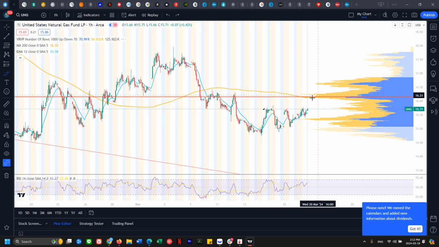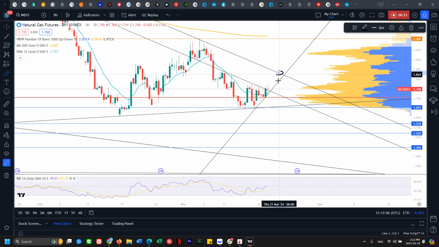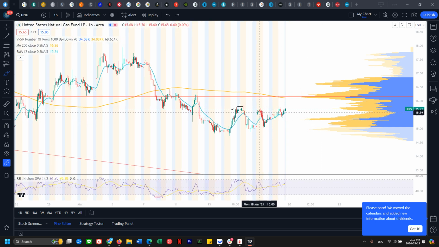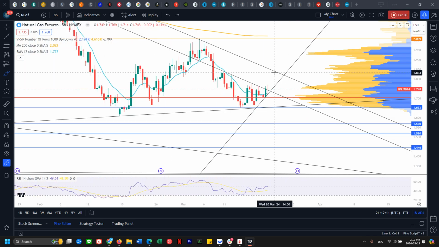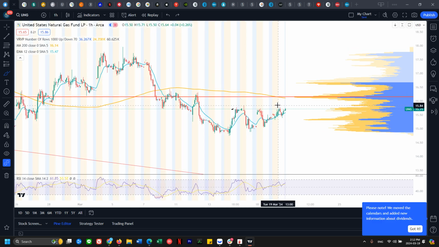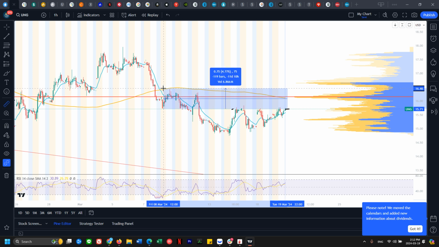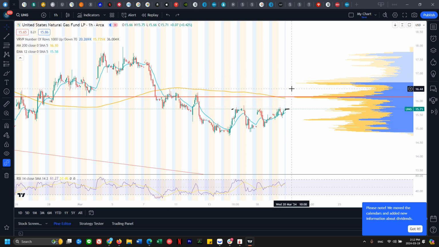Then we may actually get a little bit more follow through to this black line. That would be at the 1.84 zone, so that would be roughly closer to here, 16.4 for UNG. Yeah, something like around that level. So we'll see if we get that break.